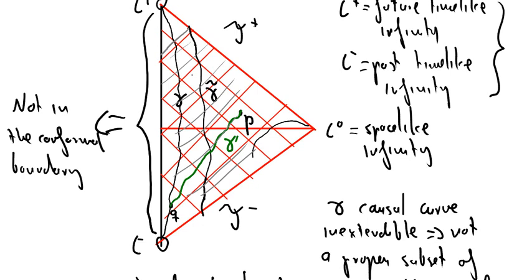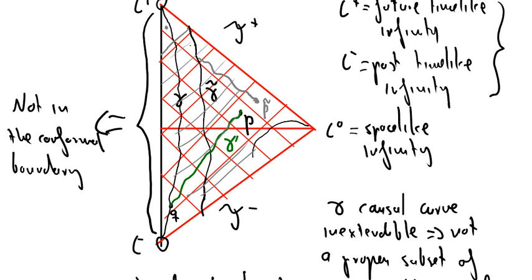It's the other way around. So we need to consider all the points which can be joined from gamma tilde with a past time-like curve. Take this point, P tilde, then there is a past directed time-like curve from a point of gamma tilde to P tilde, but if you take a point here, you cannot find a past directed time-like curve from gamma tilde to this point. There is no way of doing that, okay?